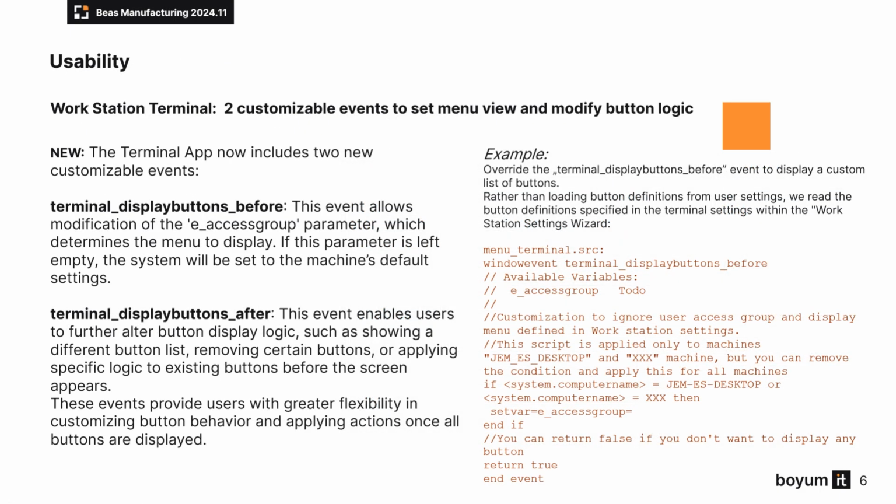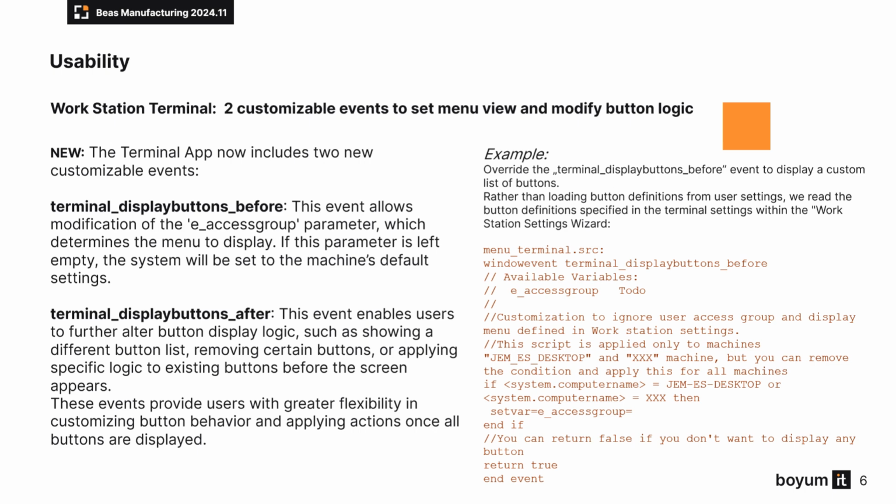The workstation terminal includes two new customizable events to set the menu view. The terminal display buttons before event allows modification of the e-access group parameter, which determines the menu to display. If this parameter is left empty, the system will be set to the machine's predefined settings.